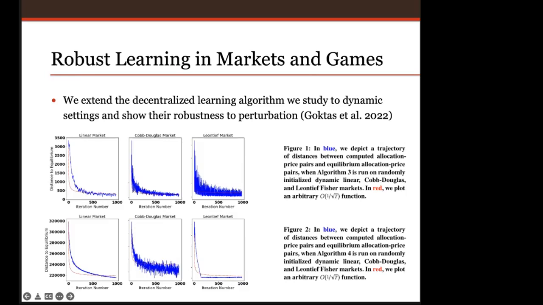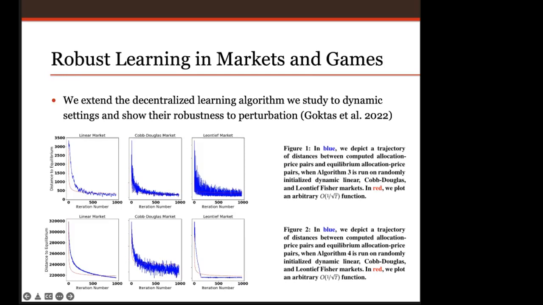And what we have shown is that the algorithms that we have studied turn out to be robust to perturbations in the market. And more generally, even when the market changes in a random fashion, the algorithms that we have proposed track closely the competitive equilibrium of these markets. So here you see some experiments where we've run some different markets with different utility structures. And we have on the first row one type of algorithm that we have.